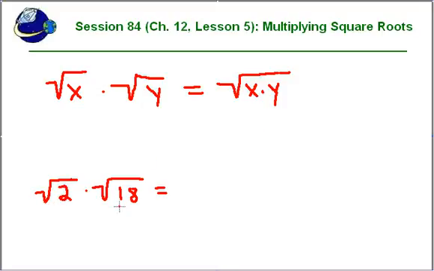Let's drop down here to an example. Radical 2 times radical 18. Let's simplify that. Using our expression up here of radical x times radical y equaling radical x times y, let's rewrite this. We're going to write a radical and then take the 2 times the 18. 2 times 18 is 36. However, we're not finished because radical 36 simplifies even further. What is the square root of 36? Well, 36 is a square. It's the square of 6. So 6 is the answer to this problem. Radical 2 times radical 18 is 6.